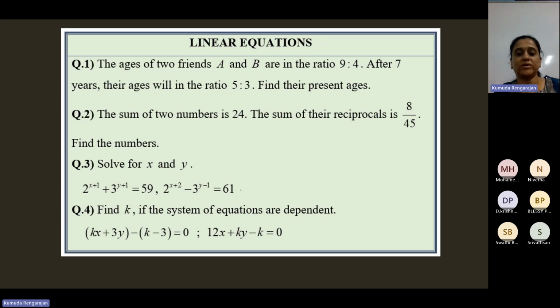Okay, the equations are quite simple for this one. Let the two numbers be x and y. X plus y is equal to 24. Reciprocal of x is 1 by x. Reciprocal of y is 1 by y. The sum of the reciprocals is 8 by 45. So these are the two equations.